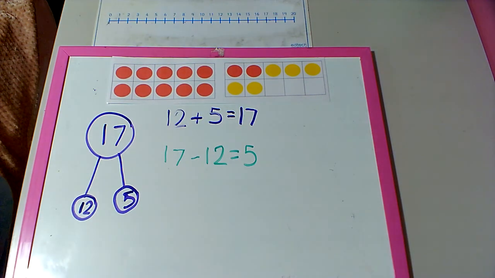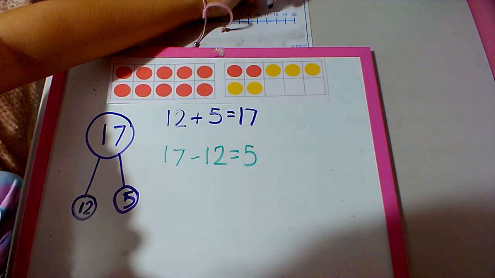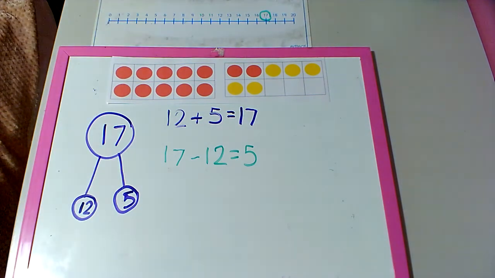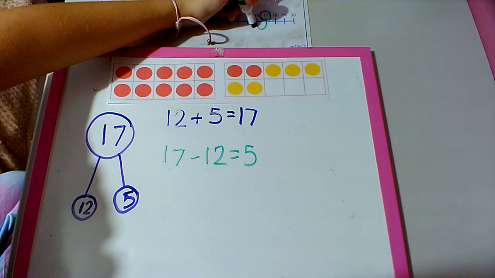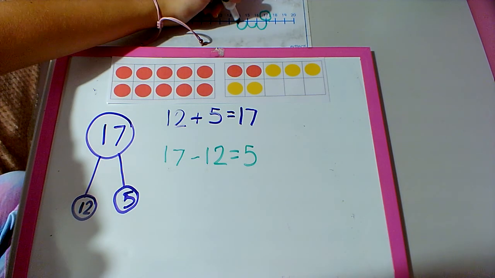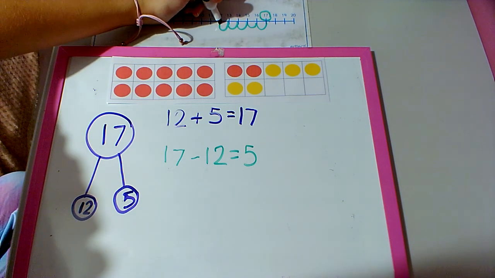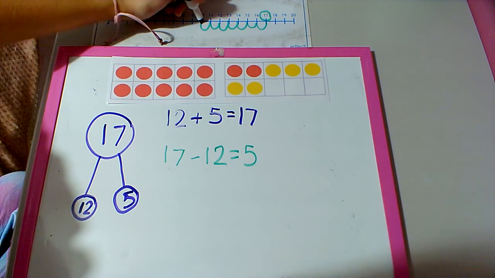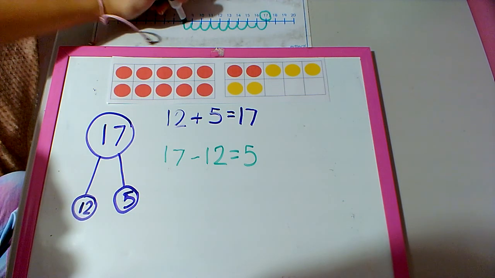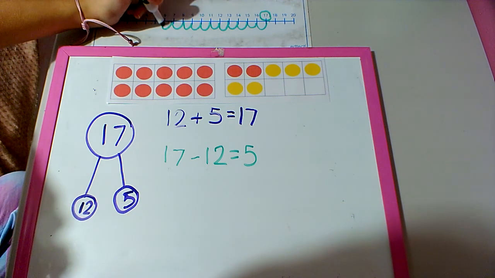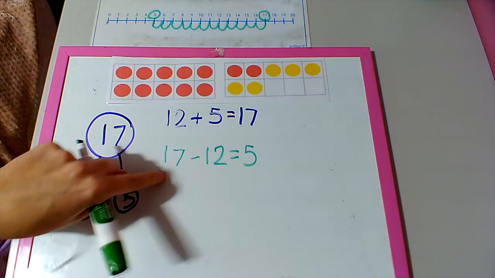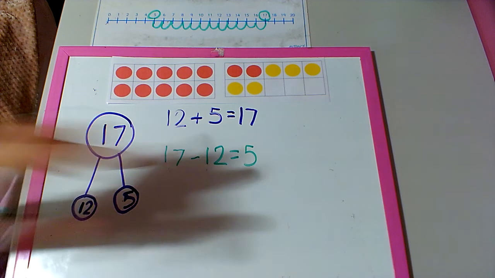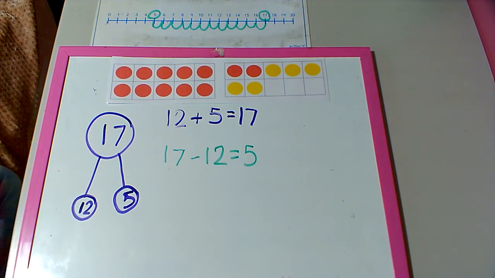Let's check on our number line. So first we need to find 17. Now we need to take 12 steps away because we are taking away 12. Everybody count with me. 1, 2, 3, 4, 5, 6, 7, 8, 9, 10, 11, 12. And our answer is 5. So 17 take away 12 equals 5.